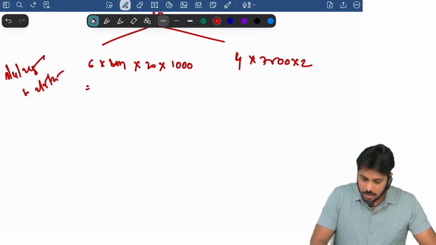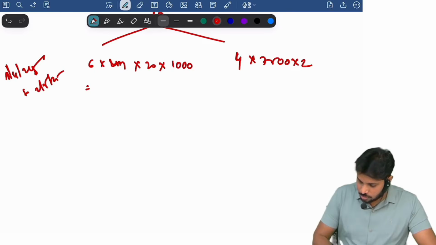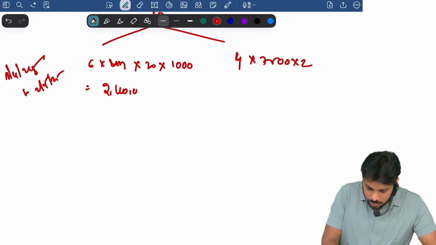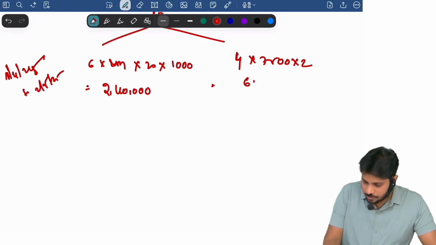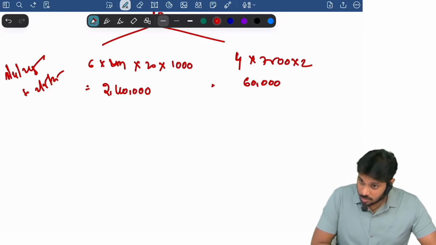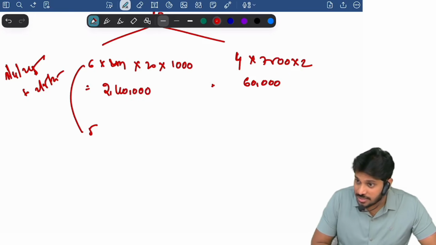Now how much is the income? 6 into 2 months into 20 into 1000 is equal to 2,40,000. Don't look at that answer, look at this answer. 4 into 7500 into 2 months, how much is it? 60,000. Now what happened? His heavy goods vehicles became 5 because he sold one on 2nd May.